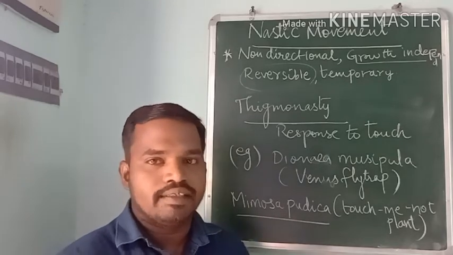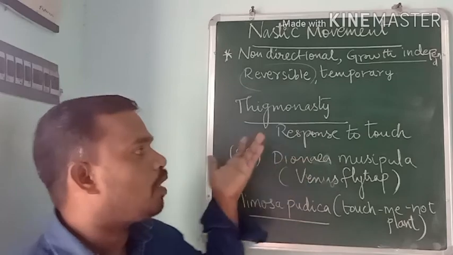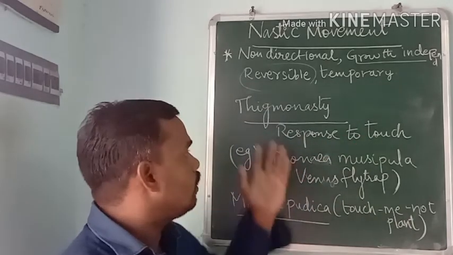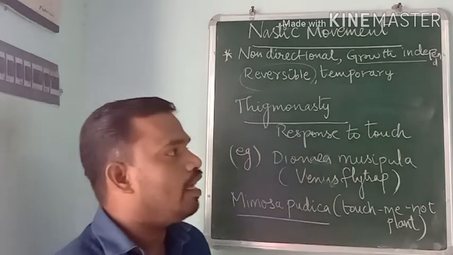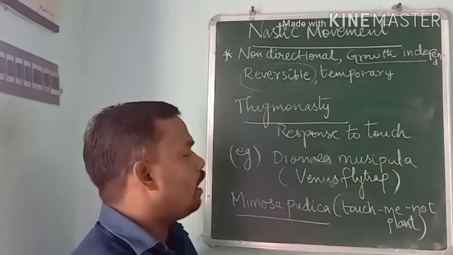So Thigmonasty. Thigmonasty na இப்ப என்னன்னு தெரியும் உங்களுக்கு? It is a response. The movement of the part of the plant responds to the touch. So response and the touch பொறுத்து அதனுடைய strength of touch பொறுத்து அந்த plant உடைய response இருக்கும் compulsory. Okay, that we call Thigmonasty.